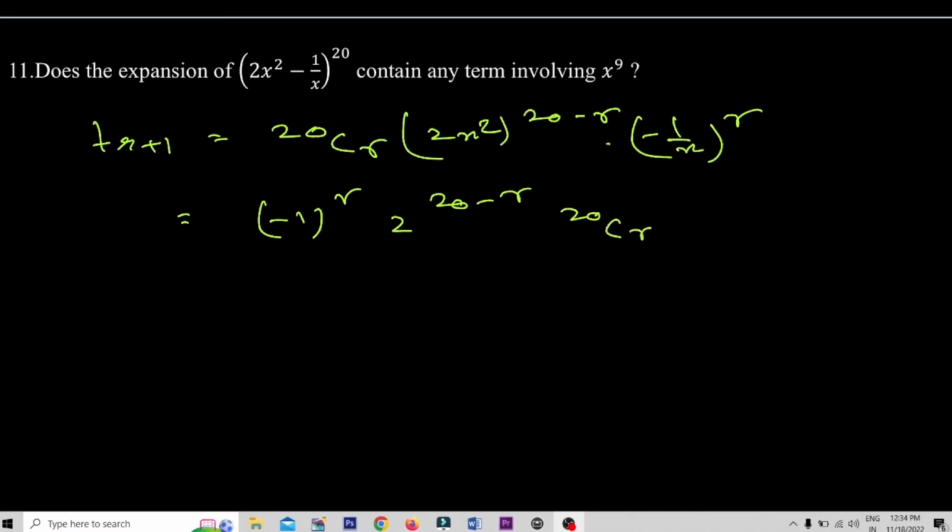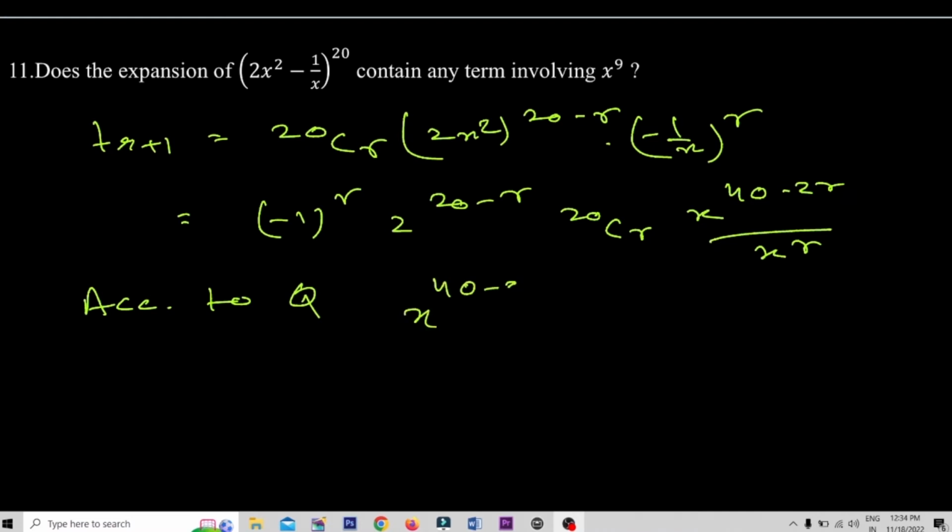So x to the power, if we calculate that, x to the power 40 minus 2r by x to the power r. So according to the question, x to the power 40 minus 2r minus r, that is 40 minus 3r, equals 9. It means 9 means x to the power 9. So 40 minus 3r equals 9. Therefore, you can say r equals 31 by 3. So the number of terms cannot be a fraction. It is actually not a fraction, it is a non-integer. So the number of terms cannot be a non-integer. So there is no term containing x to the power 9.